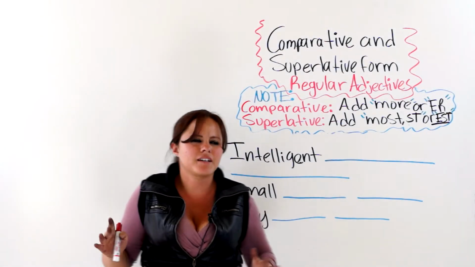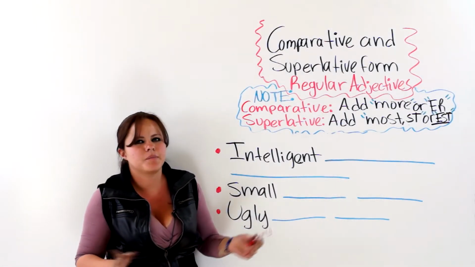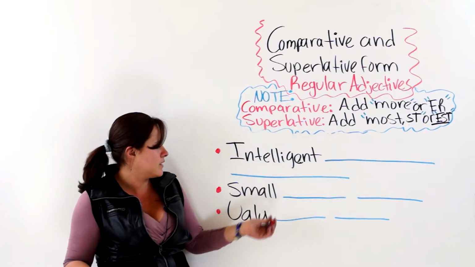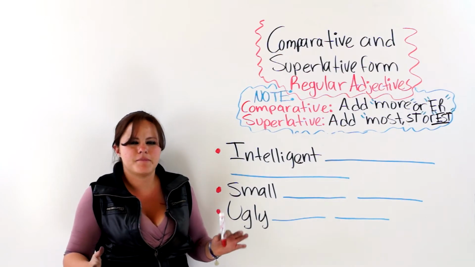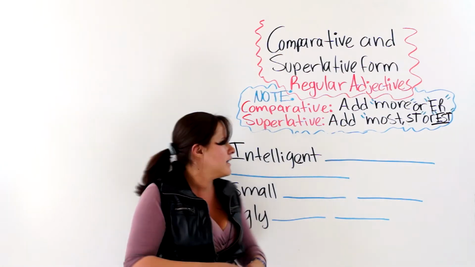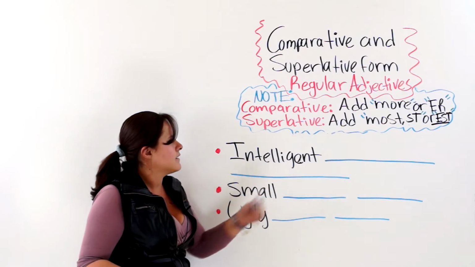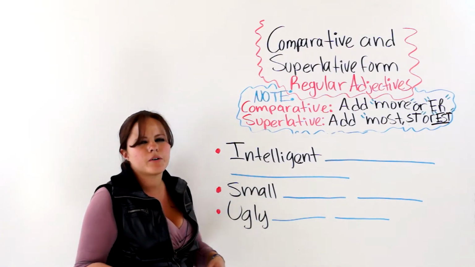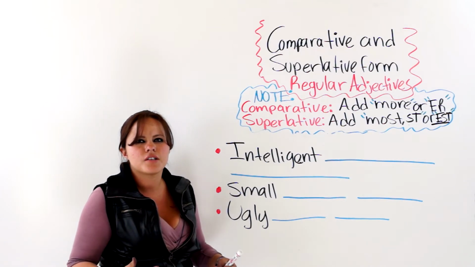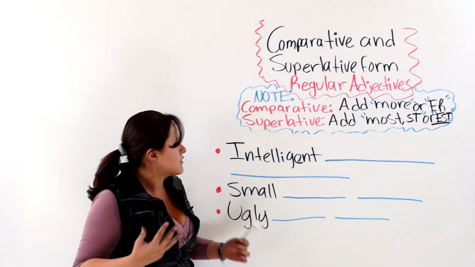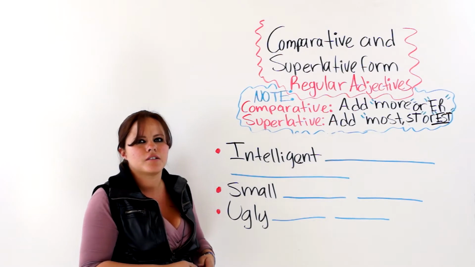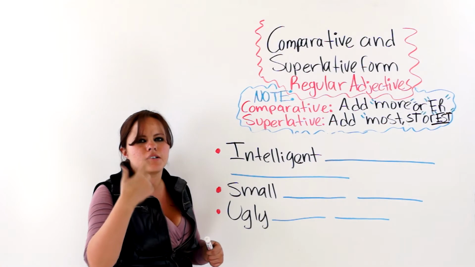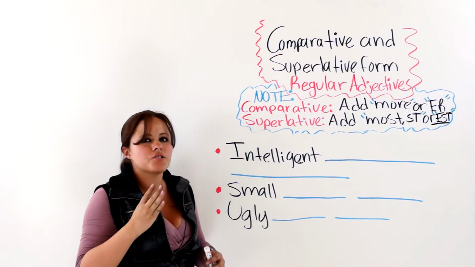Now it's time to practice. First, you are going to help me figure out if these are adjectives. Intelligent, small, and ugly. Yes, they are because they describe a noun, right? So, intelligent. We want to know the comparative form of intelligent. How do we make it? First, you must count the syllables. Intelligent has 4 syllables.